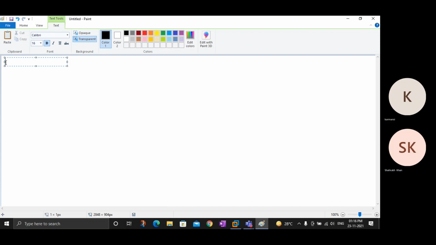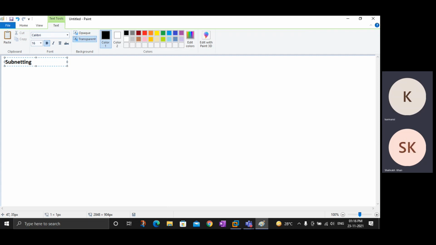So next is our subnetting. So what is subnetting? What do you know about subnetting? Subnetting is when you don't have many IP addresses available, and then you divide it further into subnets.